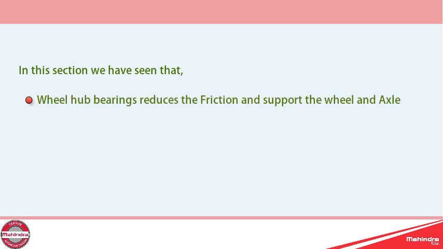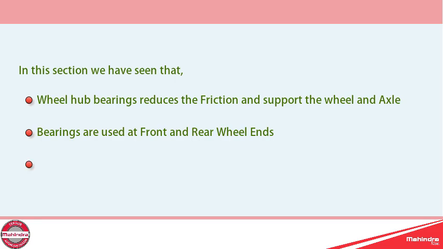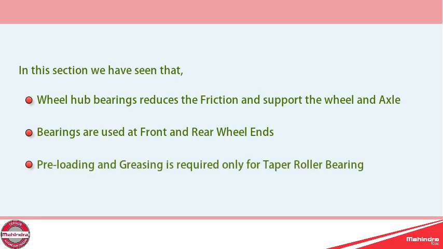In this section, we have seen that the wheel hub bearing reduces the friction and supports the wheels and axles. Bearings are used at front and rear wheel ends. Preloading and greasing is required only for taper roller bearing.